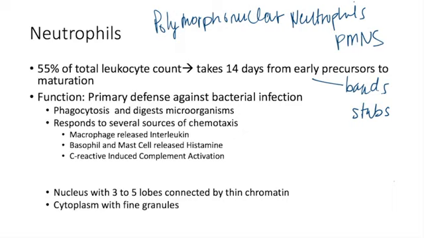They are the chief phagocytes of early inflammation. Soon after bacterial invasion or tissue injury, neutrophils migrate out of the capillaries into the inflamed site where they ingest and destroy microorganisms and debris, and they die within 1 to 2 days. So they are very short-lived. They respond to several sources of chemotaxis, being called to the party by macrophages releasing interleukin, basophil mast cells releasing histamine, and C-reactive protein induced complement activation.